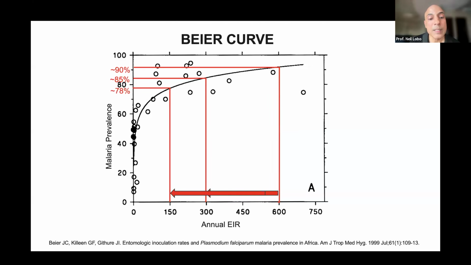Now, let's say you do that even double. You have a 4 times impact on the EIR. It gets reduced to just about 78%. Of course, these are approximate numbers. So you've actually had a giant impact on transmission, but your malaria doesn't go down that much. And this is what we see in a lot of places.